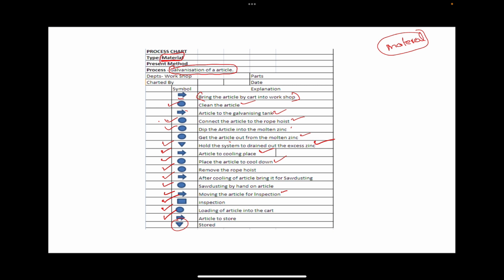So this is a storage operation, this is not delay, this is a storage operation. Storage is shown by this symbol, delay is shown by this symbol. This is for storage.